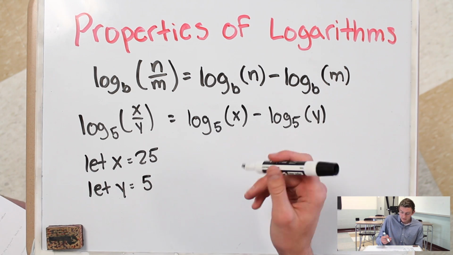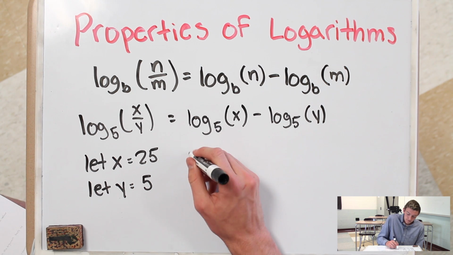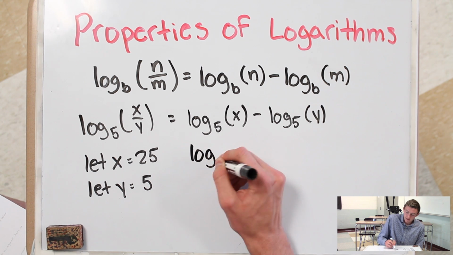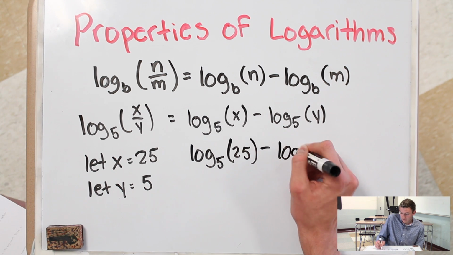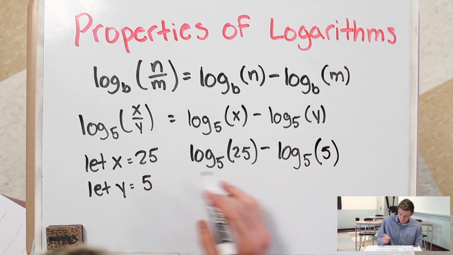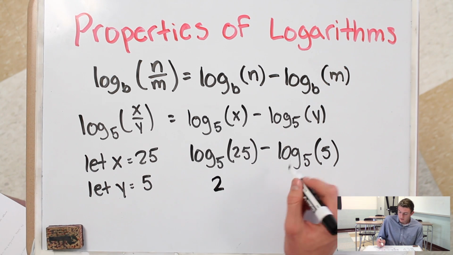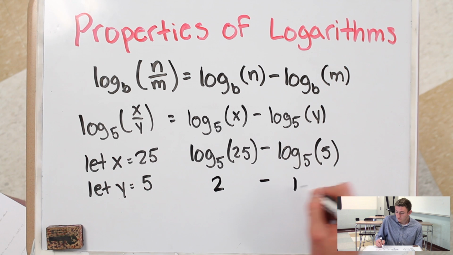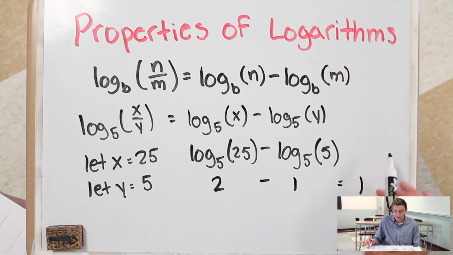According to our properties, or according to substitution, we're just going to substitute 25 in for x, so log base 5 of 25 minus log base 5 of 5. Okay? So this log base 5 of 25 is 2. And log base 5 of 5 is 1, so 2 minus 1 equals 1. This would be a fully simplified version of the logarithm as shown here.